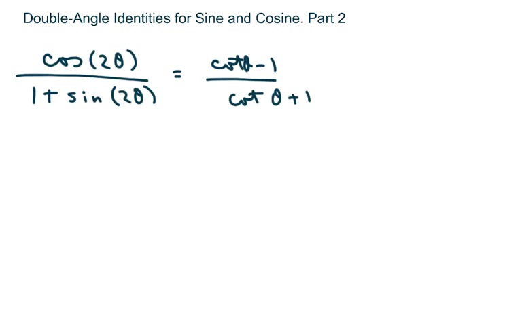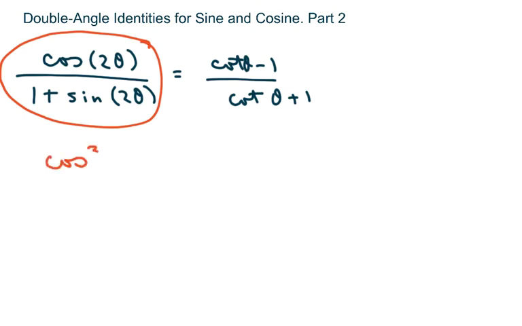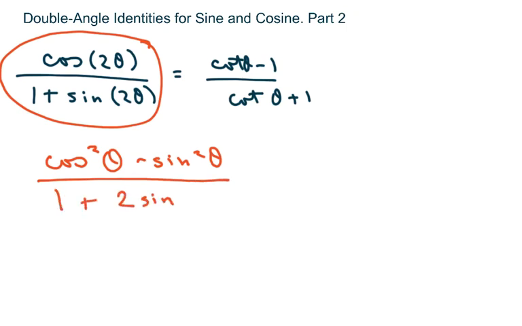Everyone, we're going to do double angle identities for sine and cosine. This is part 2. This one's a little longer than the other ones we've been doing. In this case, I'm going to work on the left side here, and I'm going to write cosine of 2 theta as my identity, cosine squared of theta minus sine squared of theta. And then there's only one for sine, which is 2 sine of theta cosine of theta.